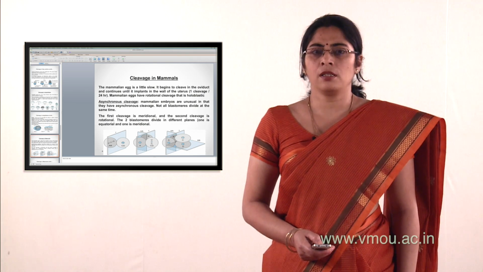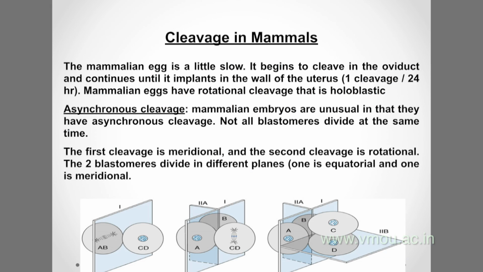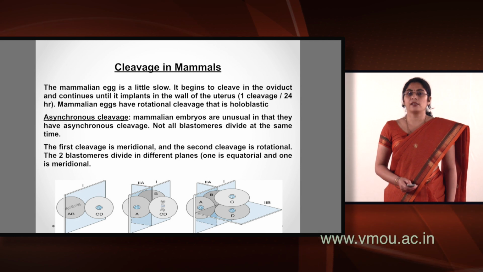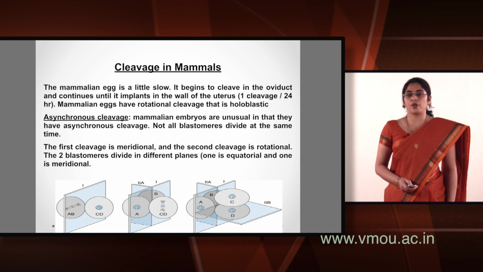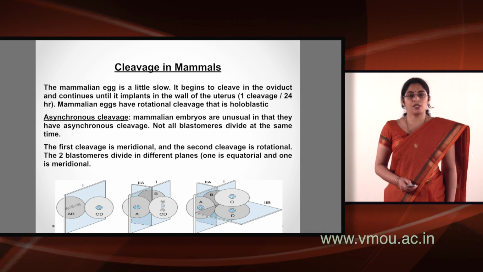Cleavage in mammals. The mammalian egg is a little slow. It begins to cleave in the oviduct and continues until it implants in the wall of the uterus. One cleavage per 24 hours. Mammalian eggs have rotational cleavage, that is holoblastic. Asynchronous cleavage. Mammalian embryos are unusual in that they have asynchronous cleavage. Not all blastomeres divide at the same time.